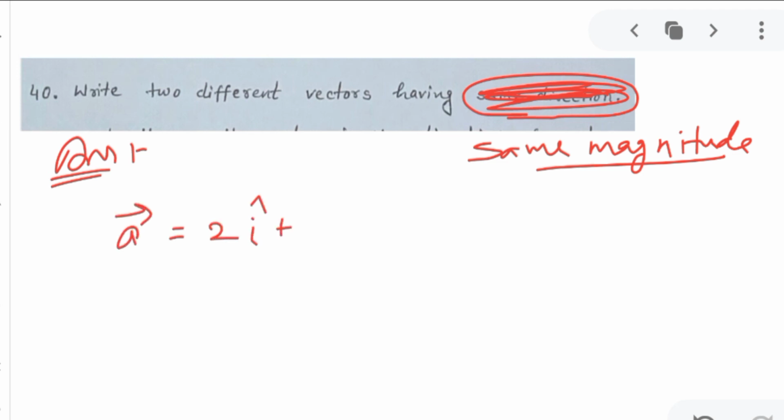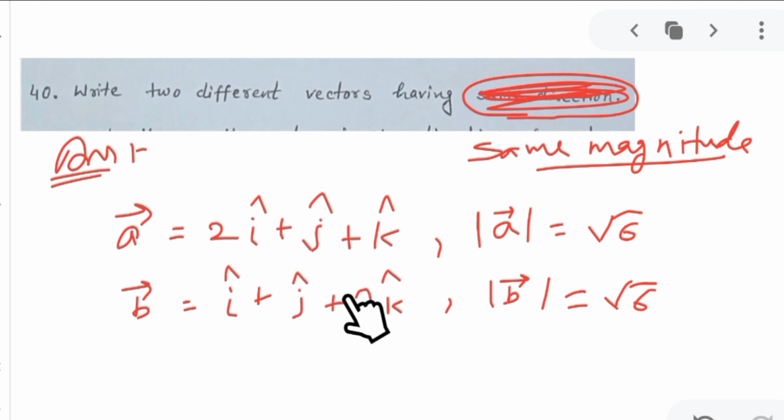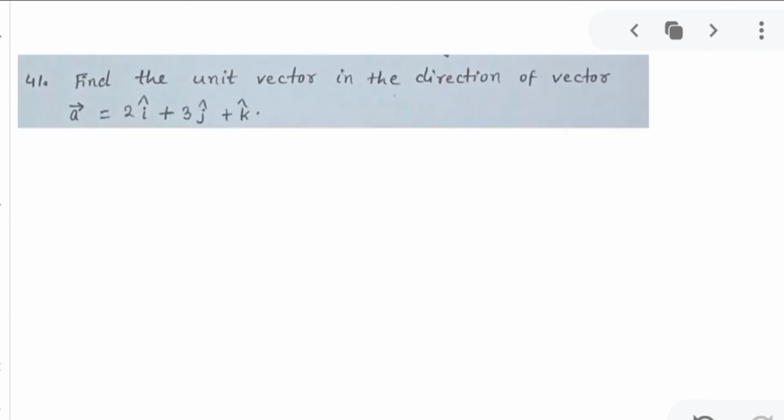Vector A is 2i plus j plus k, and vector B will be i plus j plus 2k. When you check, the magnitude of A is root 6 and the magnitude of B is also root 6, but both have different directions because the unit vectors are different. So the first one I told you is the simple example too. I hope it is clear. Now we'll move to the next question.